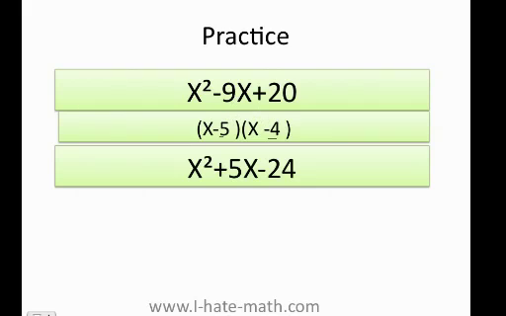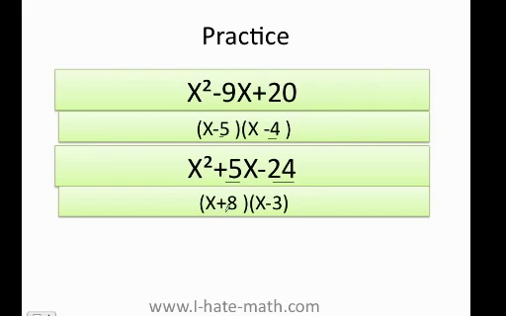Let's do another one. Two numbers when I multiply them give me negative 24, and add or subtract 5. Let's see, what are the factors of 24? Bingo. 8 times negative 3 is negative 24, and 8 minus 3 is positive 5.